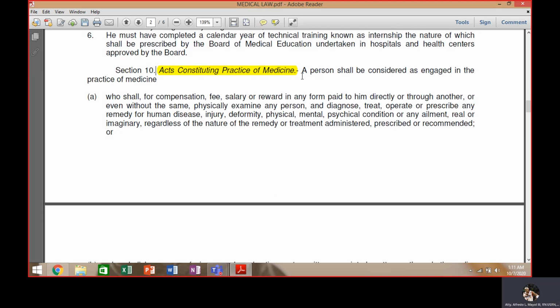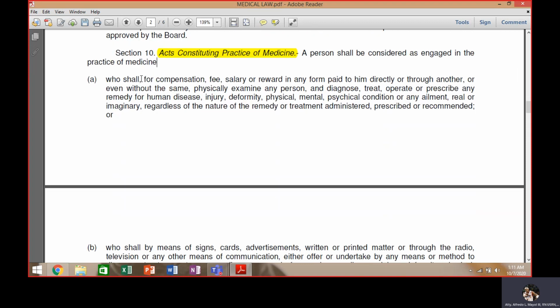A person shall be considered as engaged in the practice of medicine if A, who shall for compensation, okay, payment, fee, salary, or reward in any form paid to him directly or through another, or even without the same, physically examine any person and diagnose, treat, operate, or prescribe any remedy for human disease, injury, deformity, physical, mental, psychical condition, or any ailment, real or imaginary, regardless of the nature of the remedy or treatment administered, prescribed, or recommended.